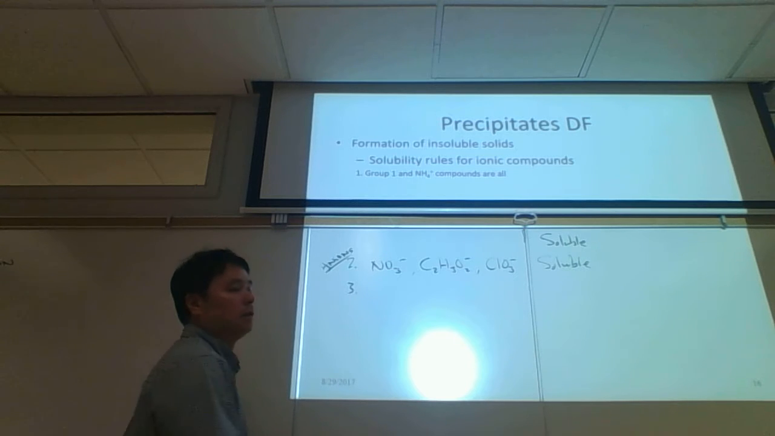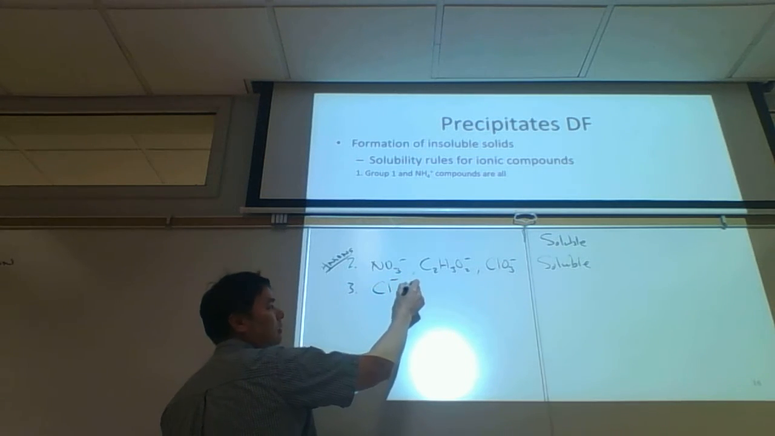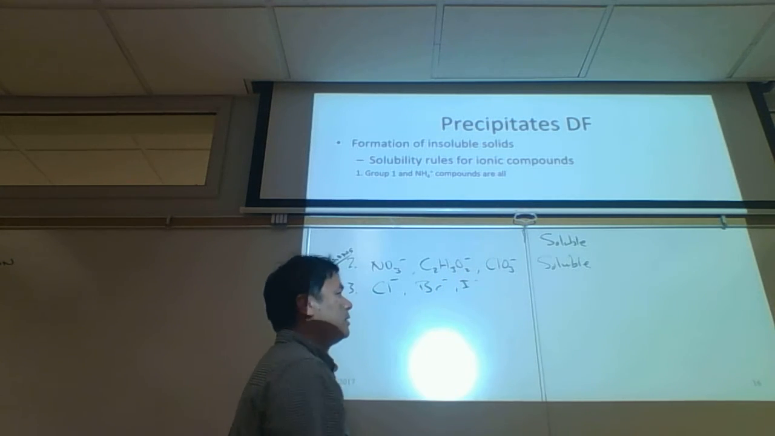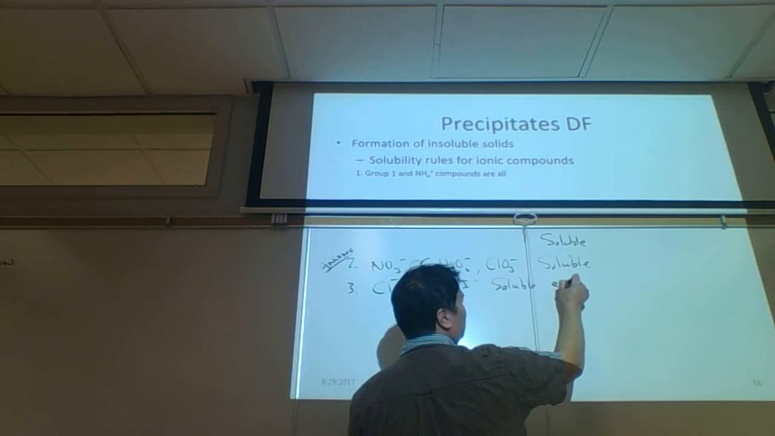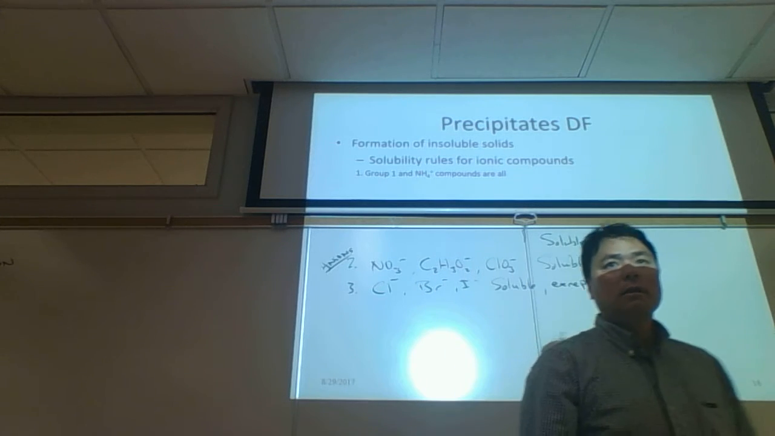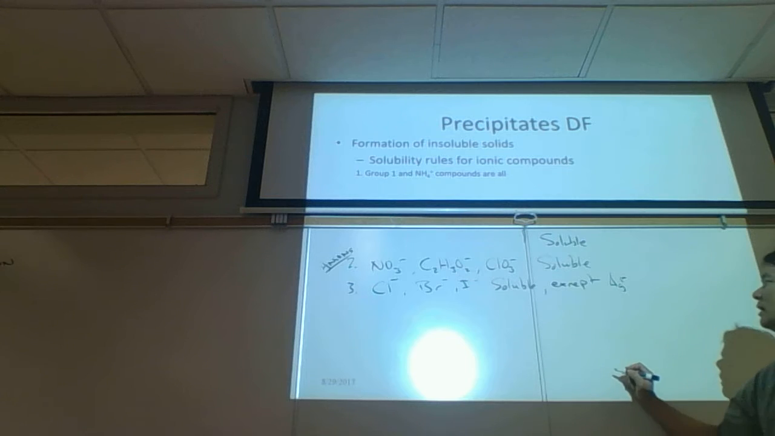We look at the chlorides, bromides, and iodides, and these are soluble. Except there are more exceptions here, and these exceptions we should note. Except for Ag+, so silver bromide, silver chloride, and silver iodide.